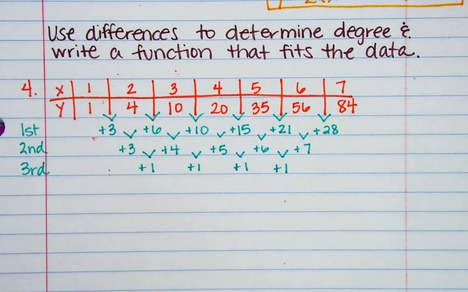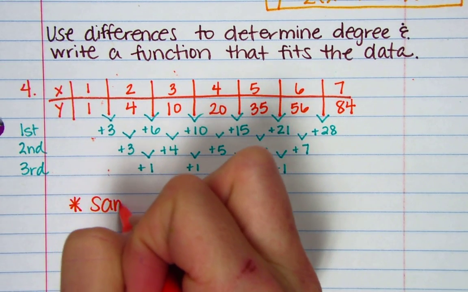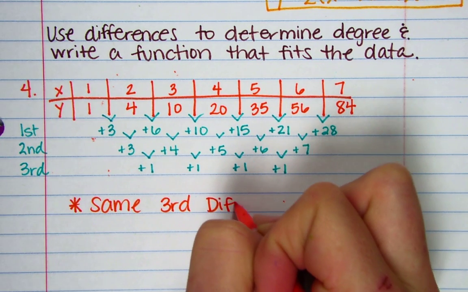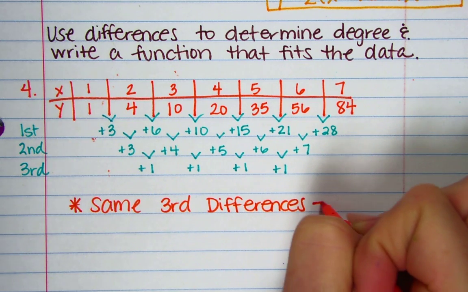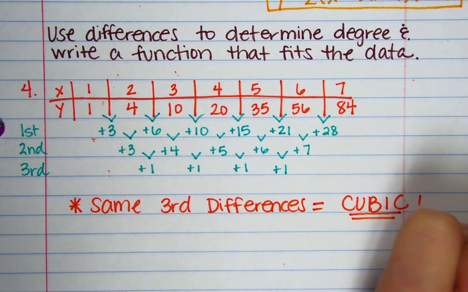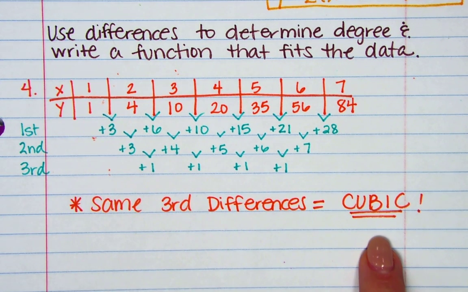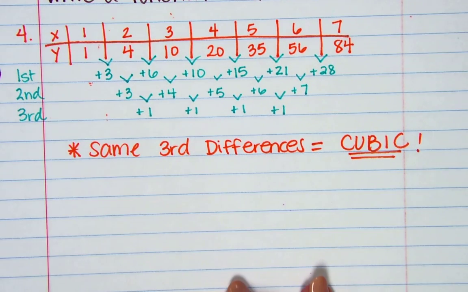So I'm going to make myself a little note. Same third differences equals cubic. That's the degree. When the third differences are the same, it's cubic. On the blue paper, it asks you two things. It asks what's the degree. That would be cubic or quadratic on this paper. And they ask you for the equation.